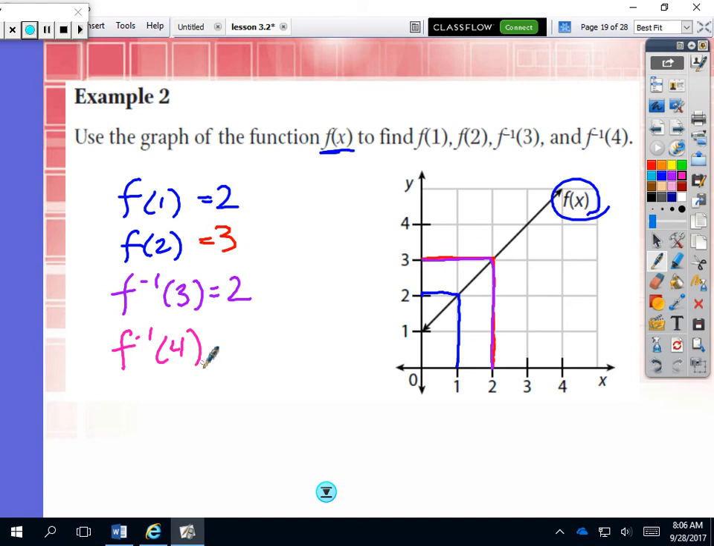So now I start at 4, go up and over, that looks like that's 5.